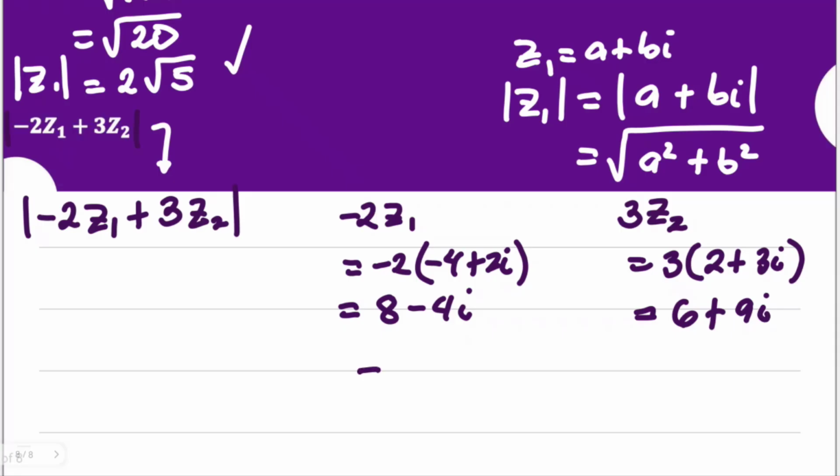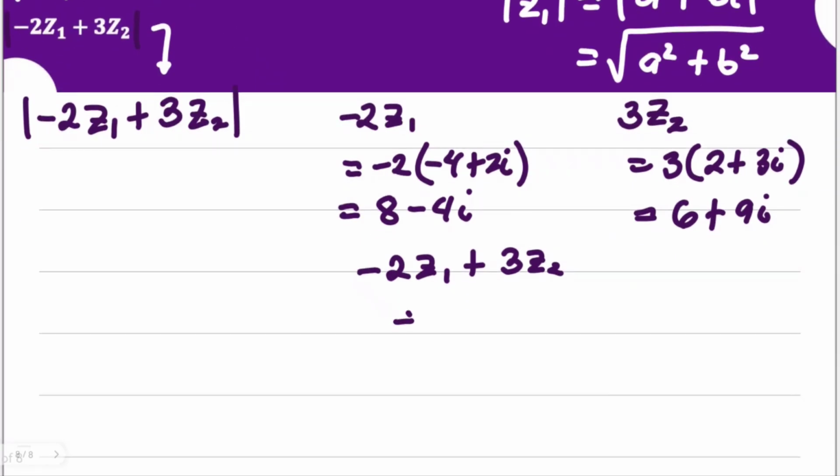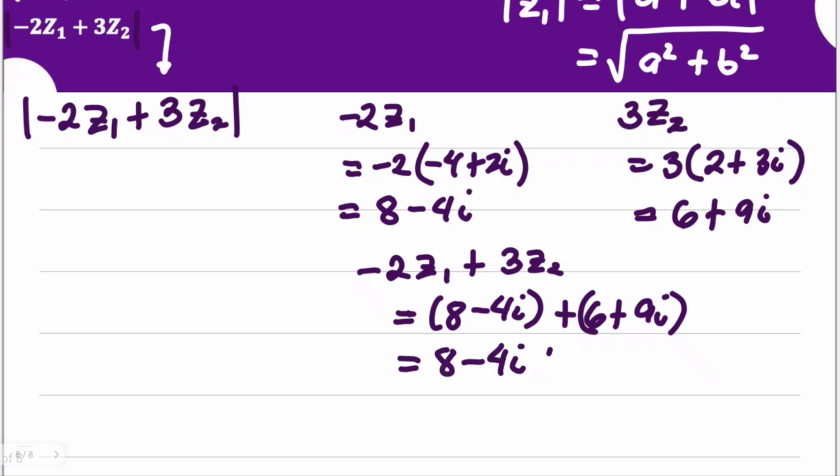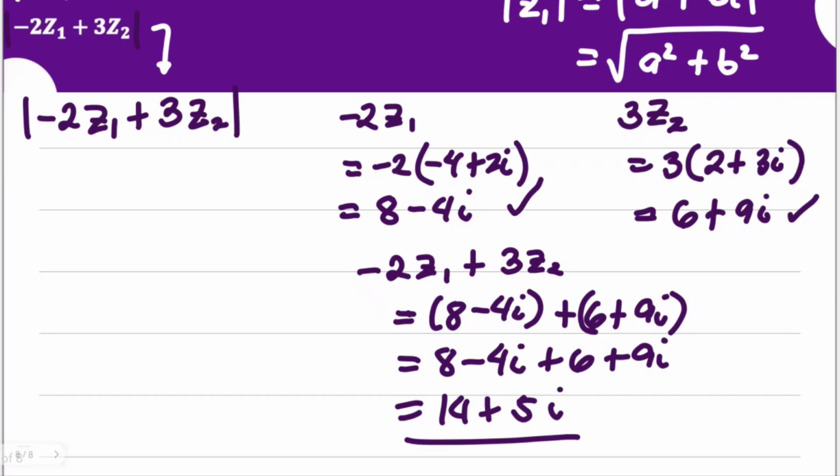So negative 2 z sub 1 plus 3 z sub 2 would be the sum of both of them. 8 minus 4i plus 6 plus 9i, which gives us, I will do it step by step, remove the grouping symbols first, and then you will have here 8 plus 6 is actually 14, and then plus 5i. This is the sum of these two expressions here. We would want that because that is actually what we are trying to solve here, the modulus of this expression.